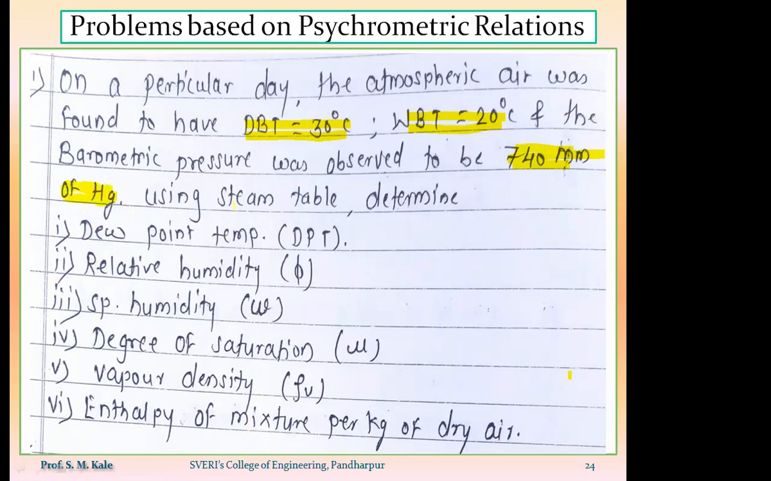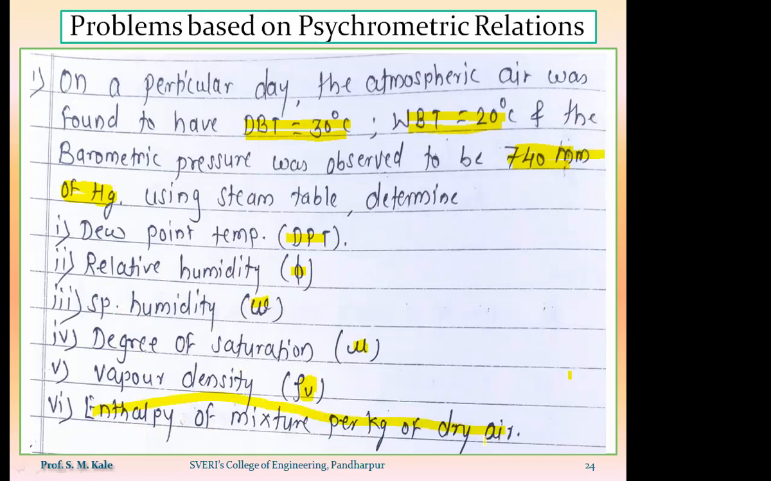Using steam table, determine dew point temperature of that moisture, relative humidity of that moisture, then specific humidity of that moisture, then degree of saturation of that moisture, then vapor density of that moisture, and enthalpy of the mixture per kg of that dry air.